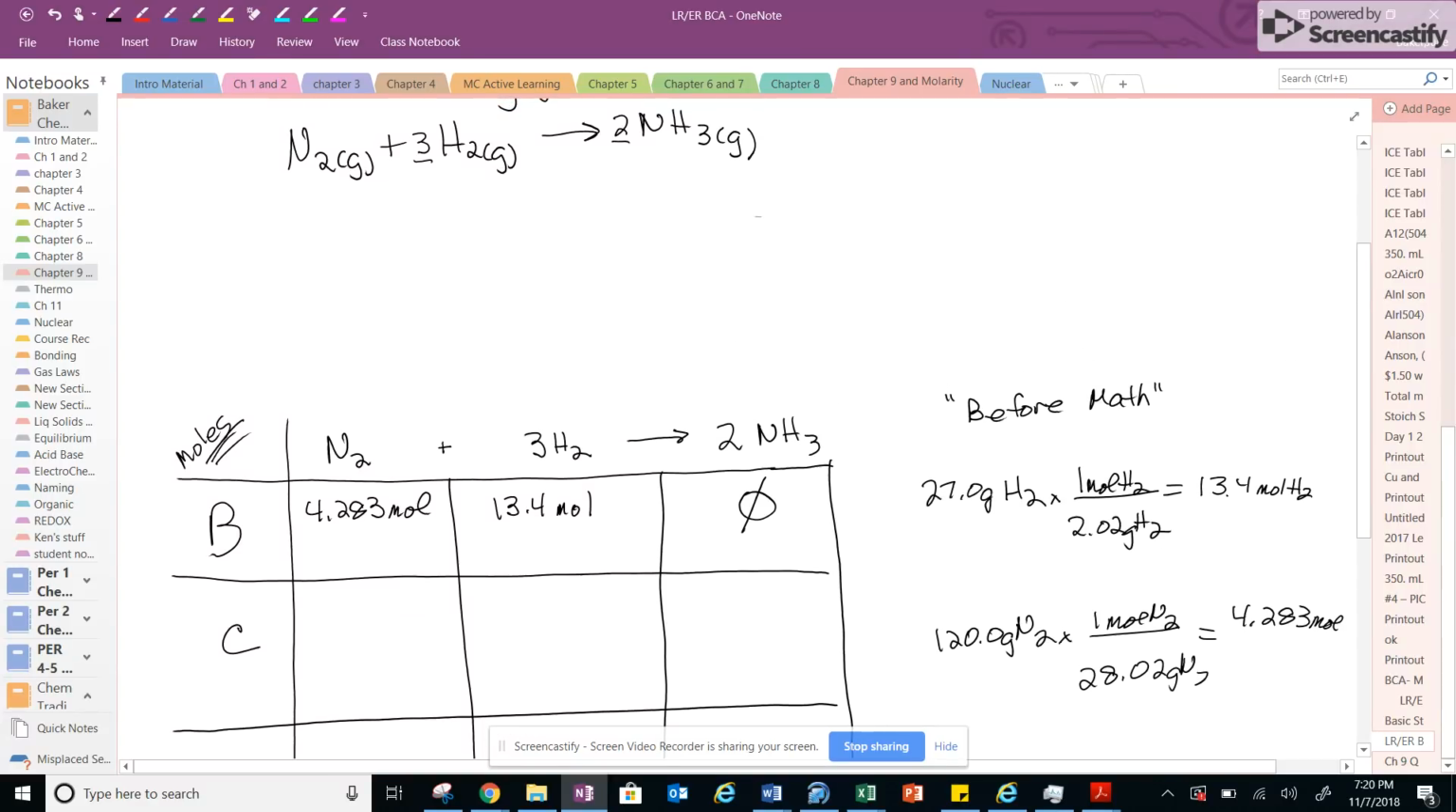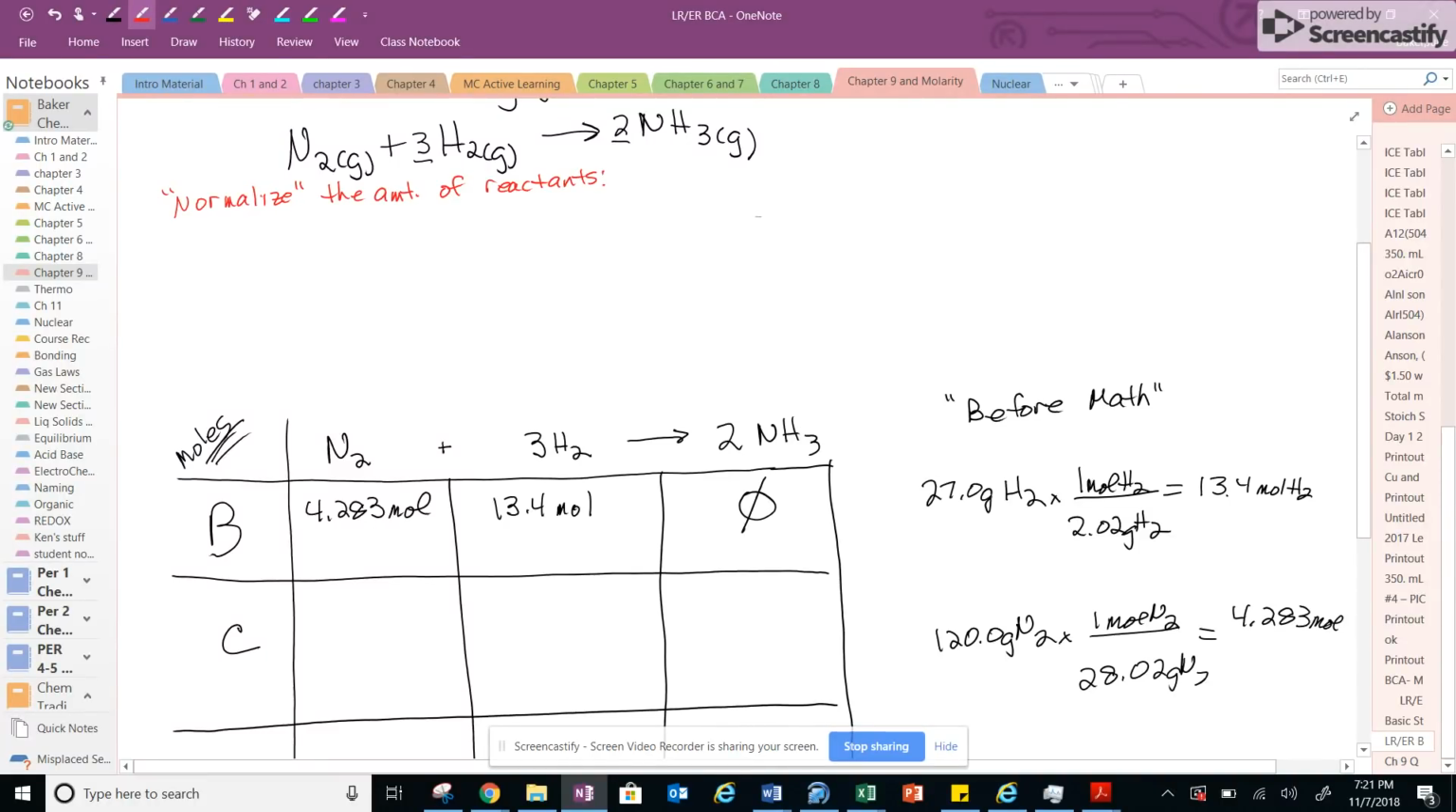You maybe notice here that I left a lot of room in between the balanced equation and the question versus the BCA table. That's because I need to do some explaining of some things that we're going to put into the BCA table. So what we need to do here is what's called normalize. We need to normalize the amounts of each of the reactants that we have.